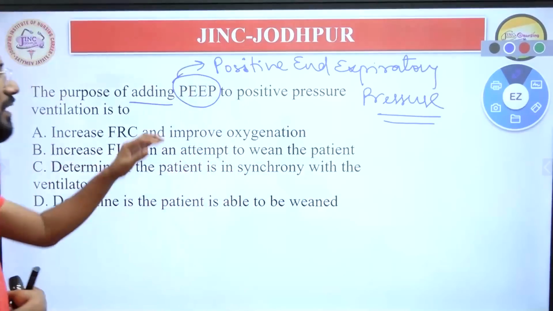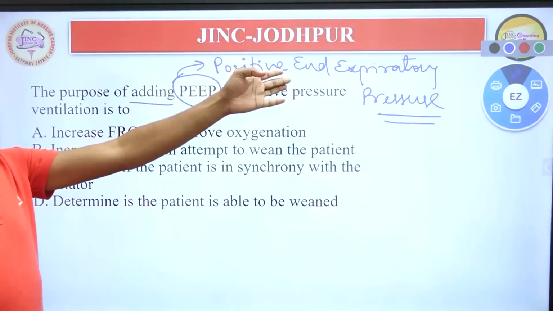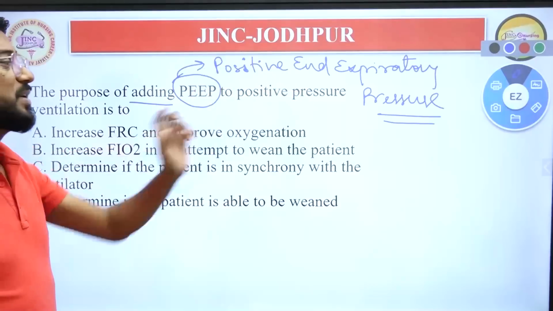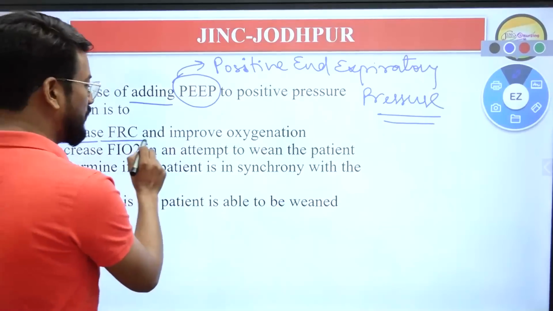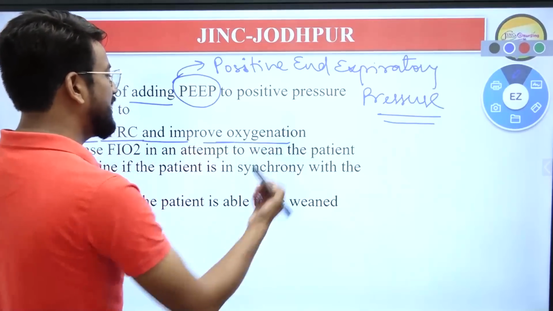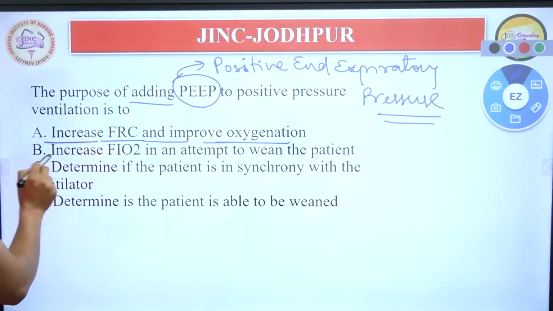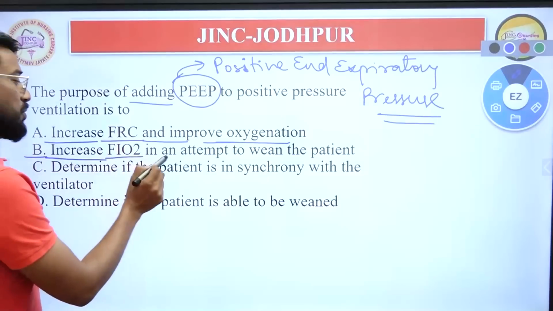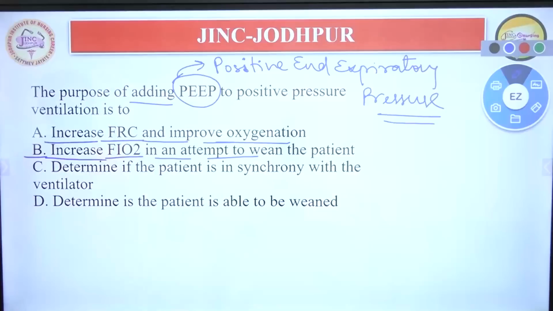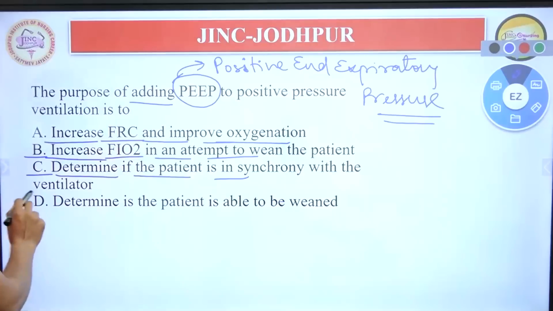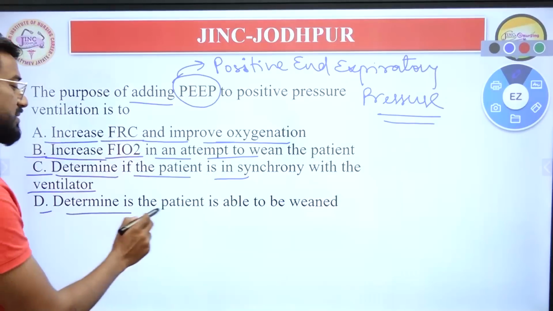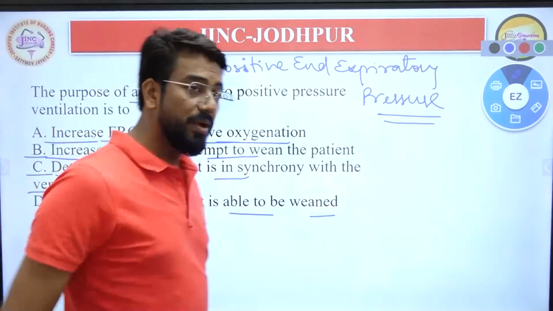And in this condition, why are we keeping this PEEP in positive pressure ventilation? So the options are: A, increase FRC, functional residual capacity, and improve oxygenation. B, increase the FiO2 in an attempt to wean the patient. C, determine if the patient is in synchrony with the ventilator. Or D, determine if the patient is able to be weaned.